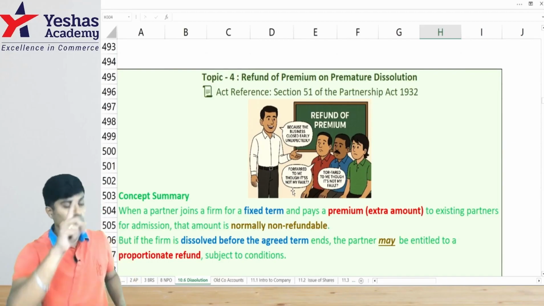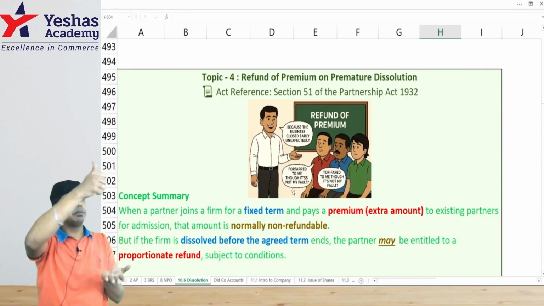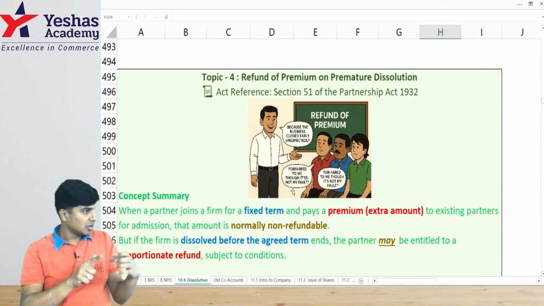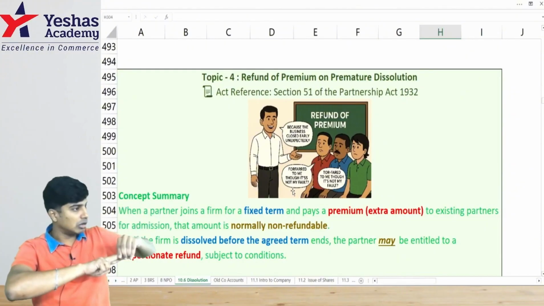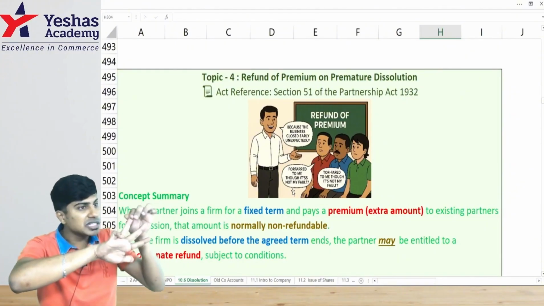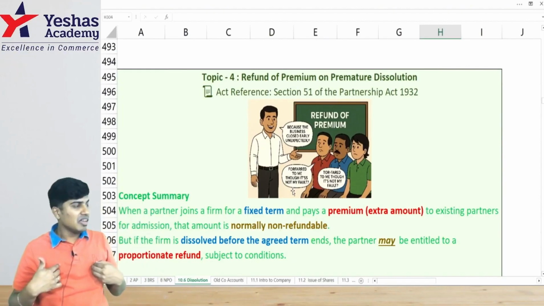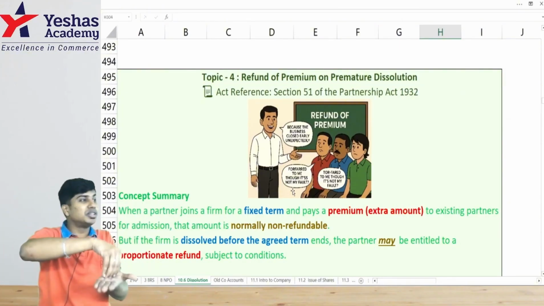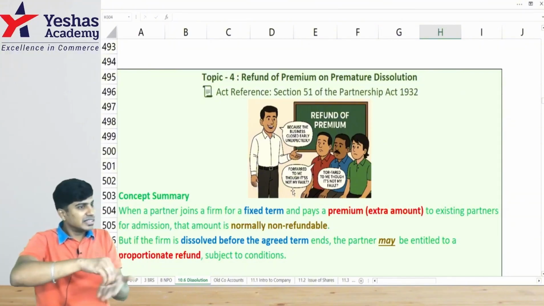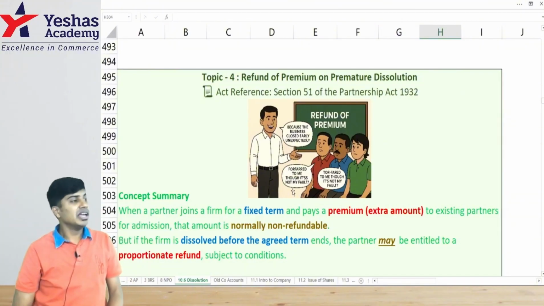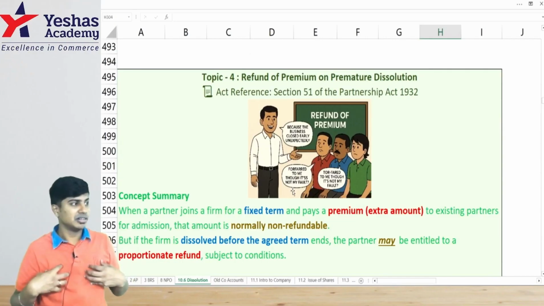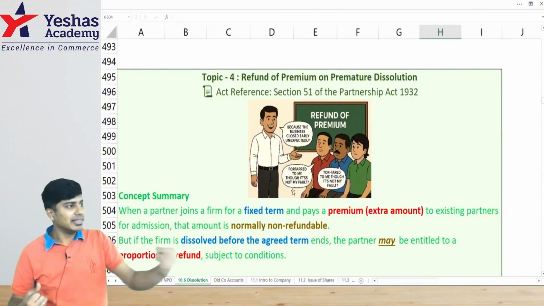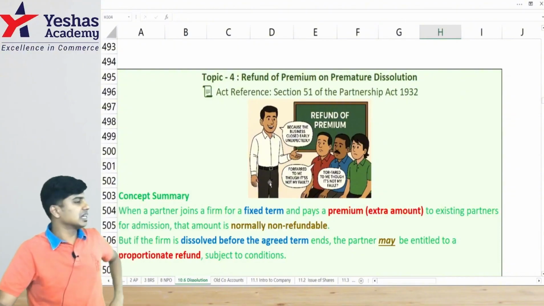When will this happen? Point number 1, when I was admitted, I paid premium. Point number 2, you have promised me a fixed term. Point number 3, the firm is getting dissolved. Point number 4, the firm is getting dissolved not because of me. If the firm is getting dissolved because of my misconduct, or because I want to discontinue or retire, then in that case it won't be refunded. If not for my mistake the firm is getting dissolved, I was promised the term and I have paid the money, then I can claim refund. That's regulated by section 51.